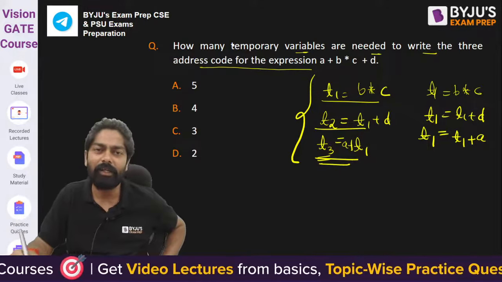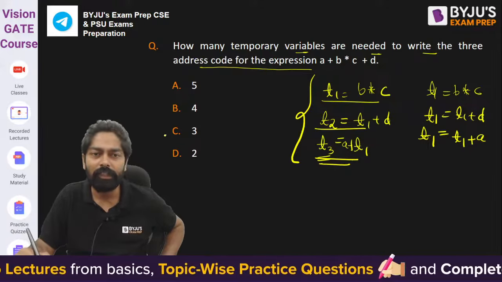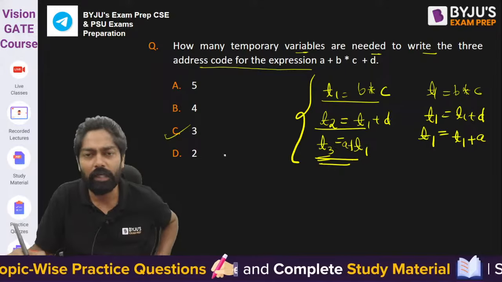But see, they are not asking about minimum. How many temporary variables are needed to write the 3 address code? So the answer you will go with C. Fine, C is 3. 3 you can write.